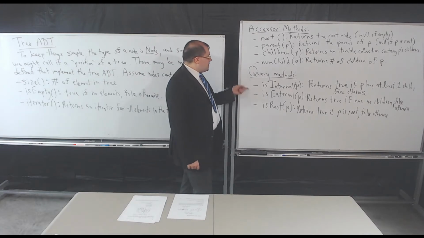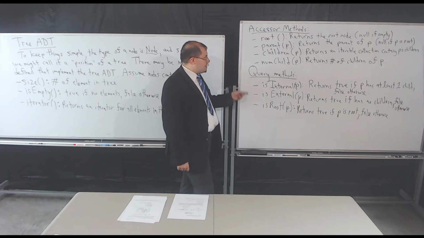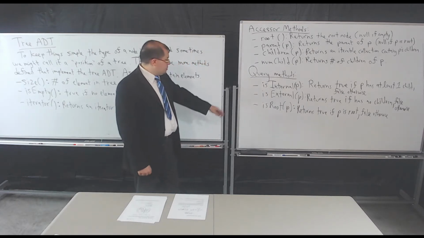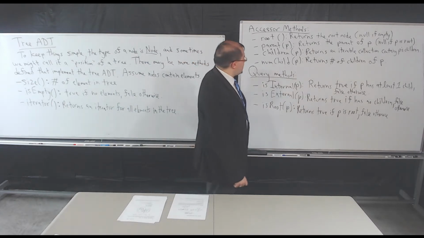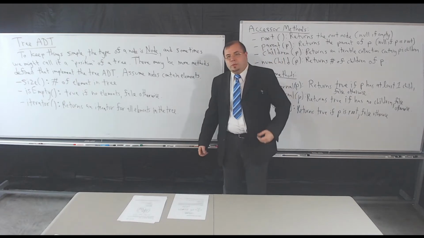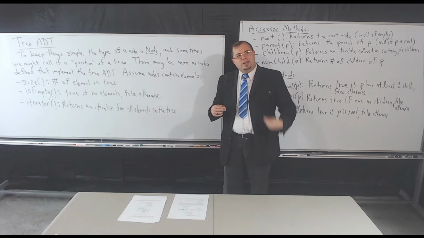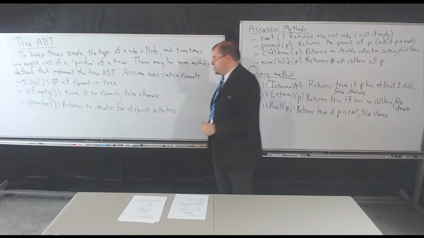And then these query ones: if you want to know if a node's internal or external, these are Boolean methods that will return back true or false. And if you want to know if the root is p, this will return true if it's the root. This sometimes pops up in some tree algorithms when you're building up or reconstructing or recomputing a value from going from a leaf to the root. We'll see that later on in this course, actually.